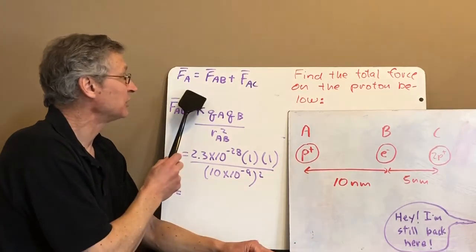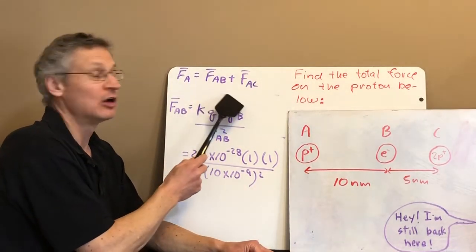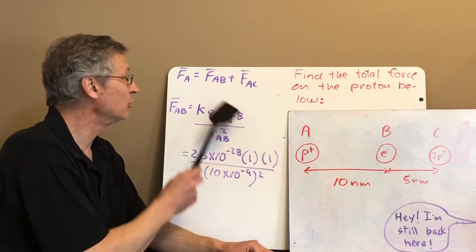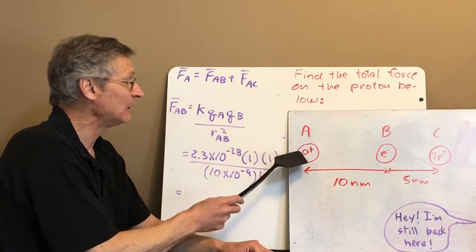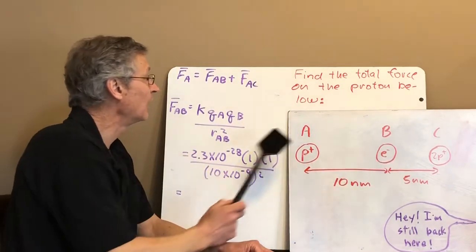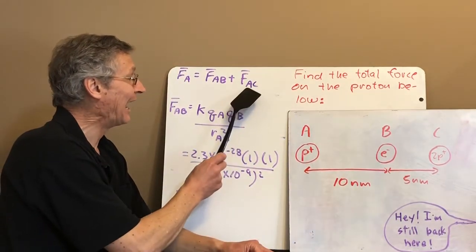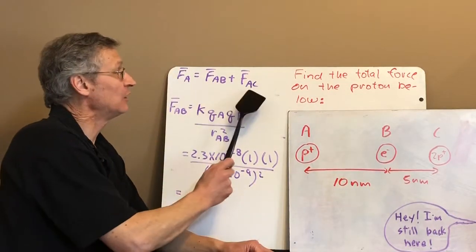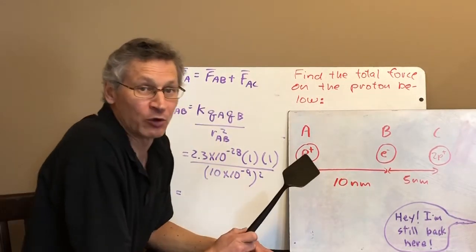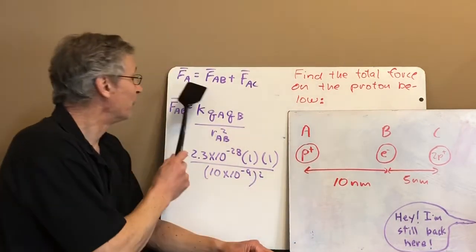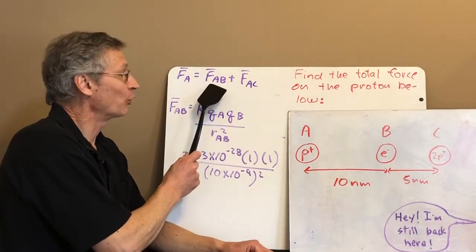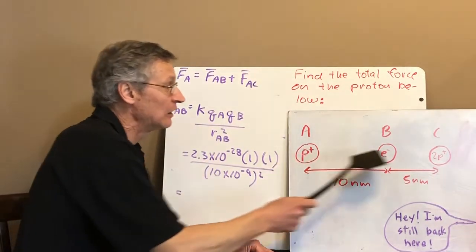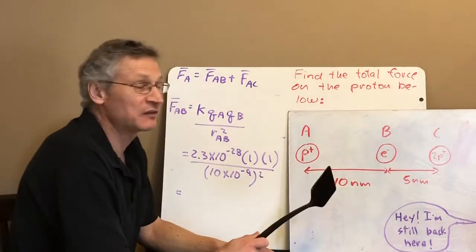And essentially that's what I have right here. The force at A is going to be equal to the force at A due to B plus the force at A due to C. Okay. Get used to that notation. You're probably going to be seeing it quite a bit. The force at A is equal to the force at A due to B plus the force at A due to C.